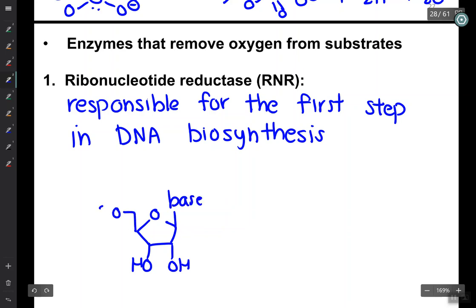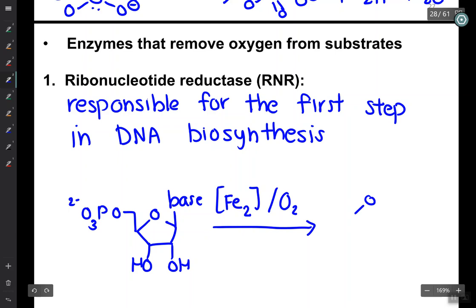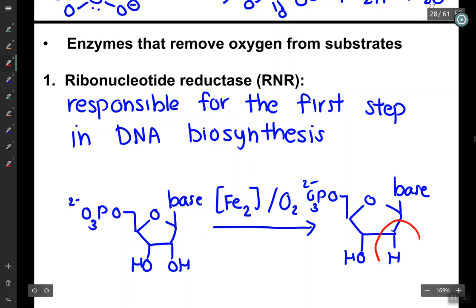So you probably remember the structure of the ribonucleotide. You've got your sugar ring and your base and your phosphate group. And using a diiron cofactor and O2, it is actually able to remove the OH group at the second carbon, which is right here. So this is called the ribose. This is now the deoxyribose, which is the building block of all DNA polymers.